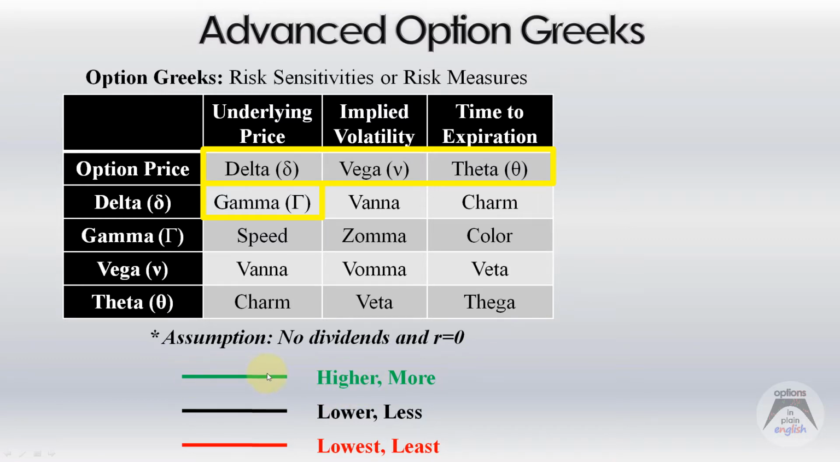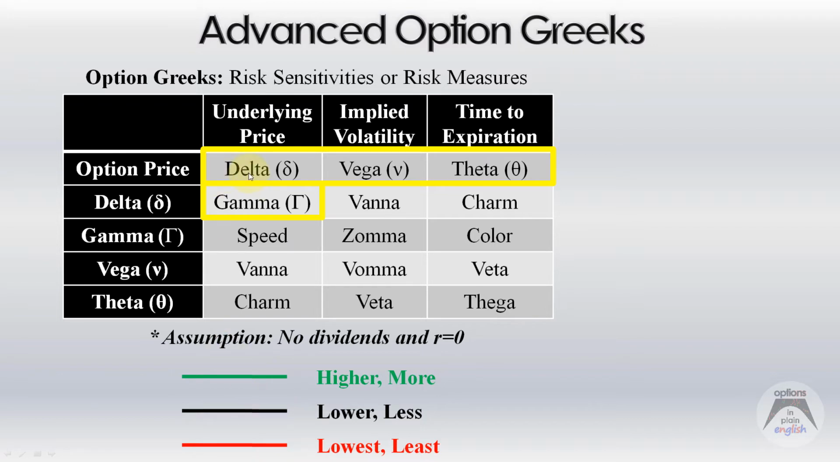The line with the green color means higher or more of the parameter that we're analyzing. So if we are looking at delta and we have three lines, the green line is going to be when the price is higher or it's at a higher level. Then the black one is going to be lower than this one, and then the red one is going to be the lowest of them all.